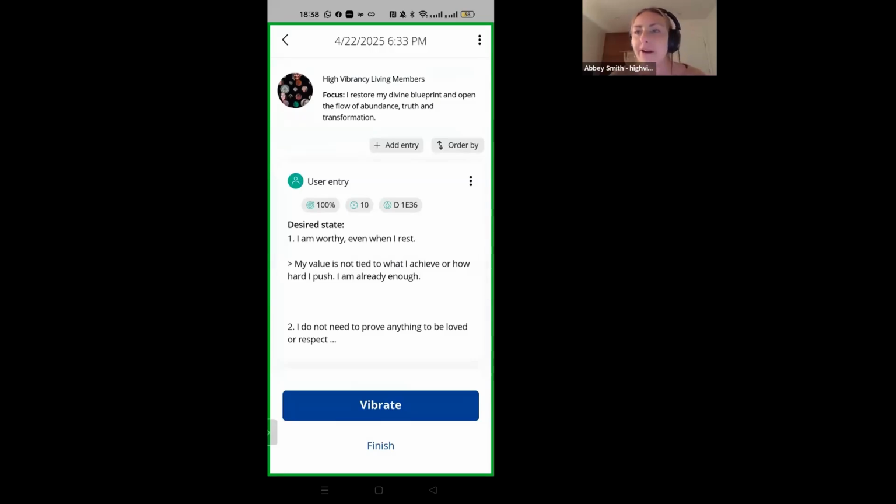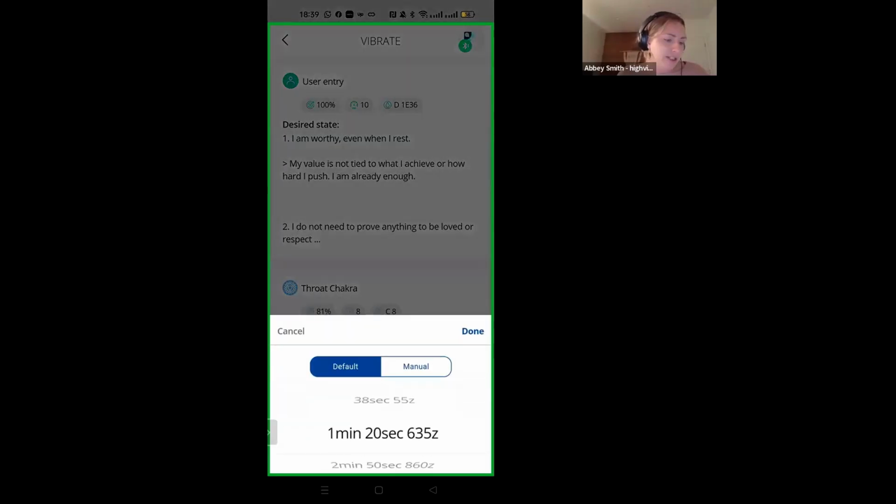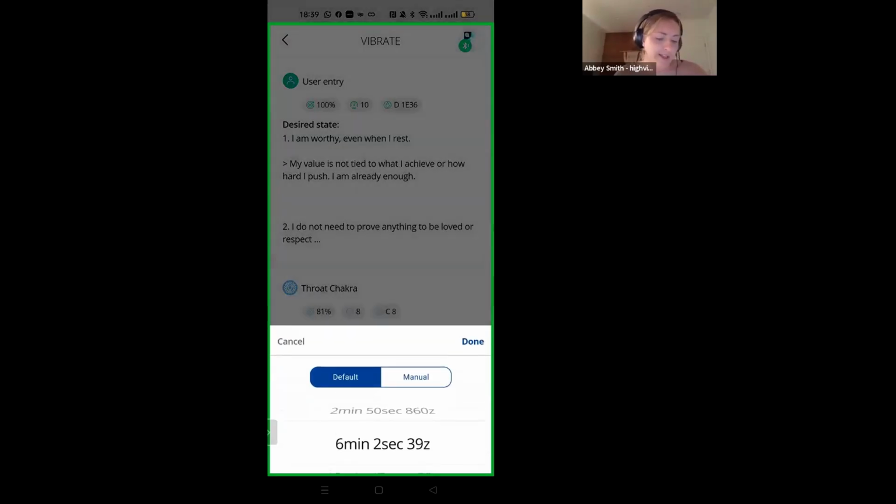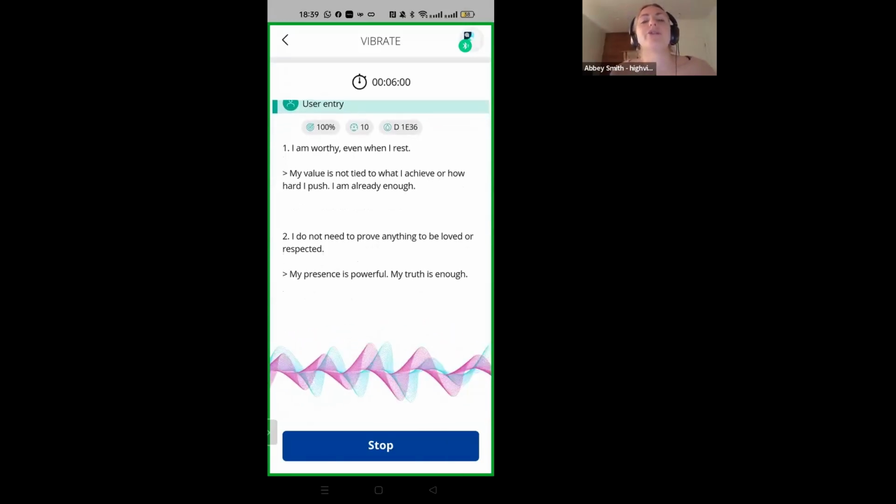So now we're going to vibrate this and I'm going to do a mini 5-minute meditation to restore our divine blueprint. It's an energy grid activation meditation. So you can come back to this at any time. And you can also run your own frequencies whilst we go through this meditation as well. I'm going to click vibrate and we'll do 6 minutes because we have 6 minutes left. It's actually perfect. And I just invite you now to close your eyes.